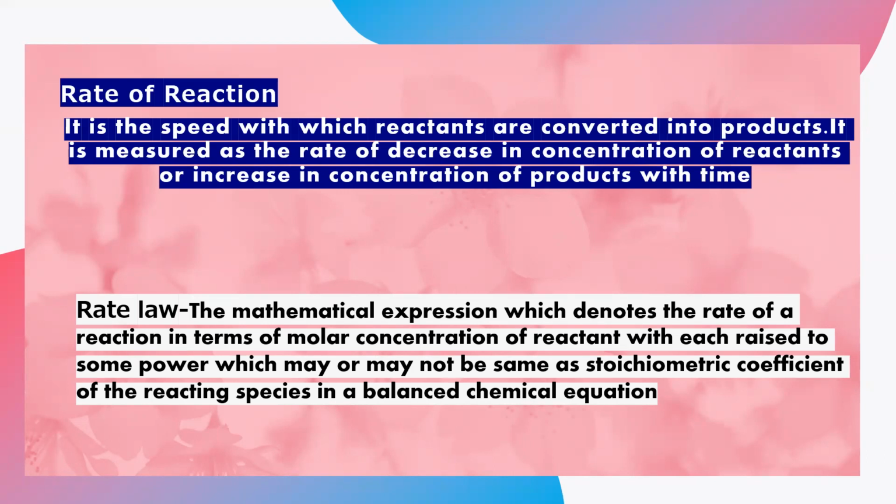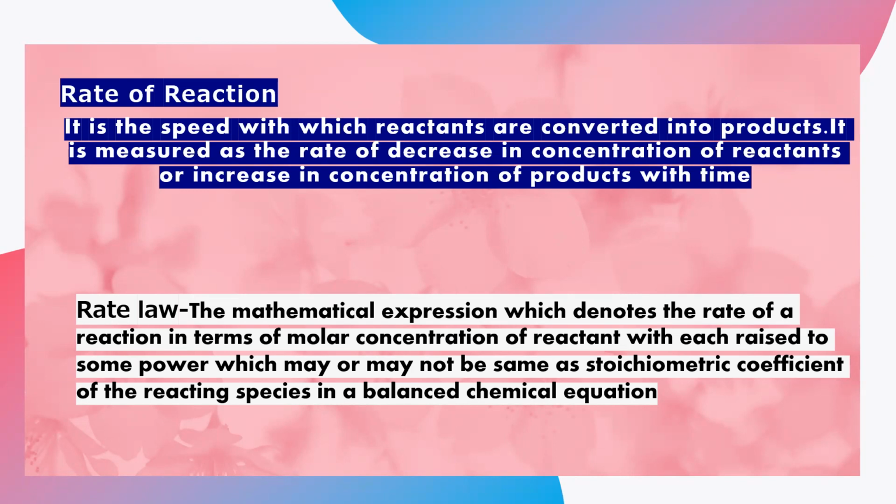So now the first question, what is the rate of reaction? As stated here, it is the speed with which the reactants are converted into products, and it is measured as rate of decrease in the concentration of the reactants or increase in the concentration of the product with time. So it is obvious, when a chemical reaction is taking place, the concentration of the reactants will decrease with time and the concentration of the products will increase with time. So the speed by which this reaction is proceeding is known as the rate of reaction.